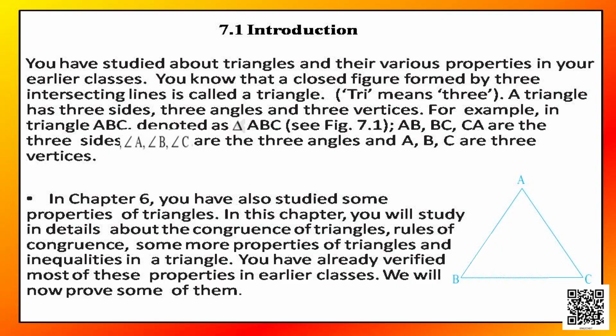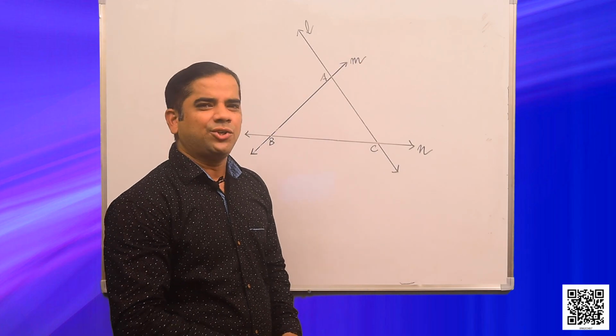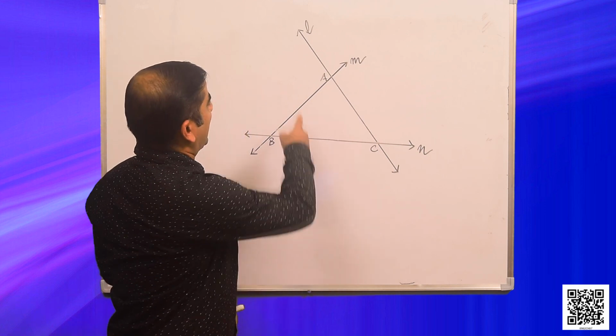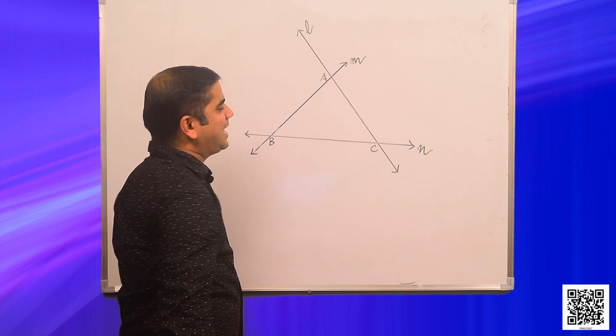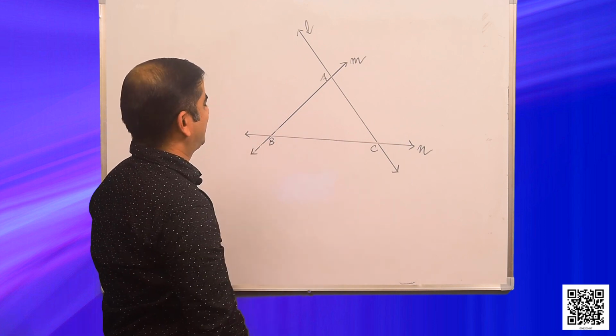You have studied triangles and their various properties in your earlier classes. You know that a closed figure formed by the intersecting lines is called a triangle. So students, as you can clearly see, line L, line M and line N are intersecting each other.